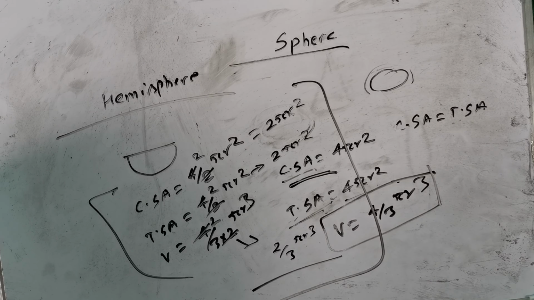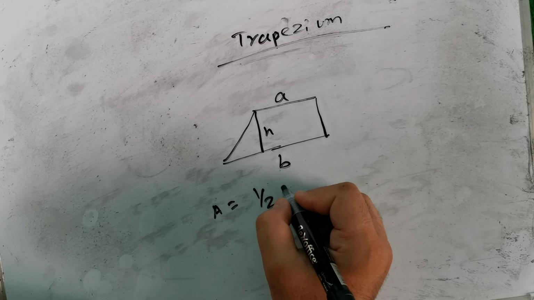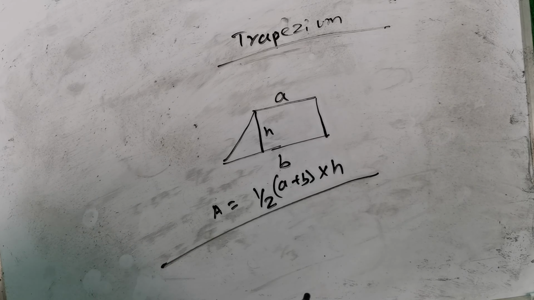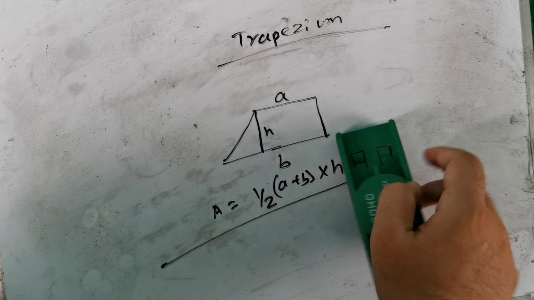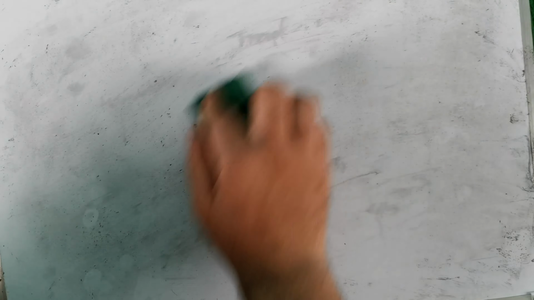If you are a student of ESA or FA or anywhere, it will come. It is compulsory. The area of trapezium is 1 by 2 (A plus B) into H. This is the formula of trapezium. We will practice later, in a PDF file.